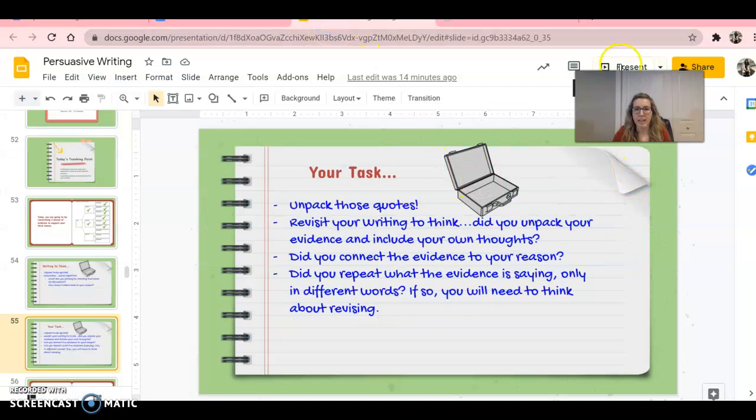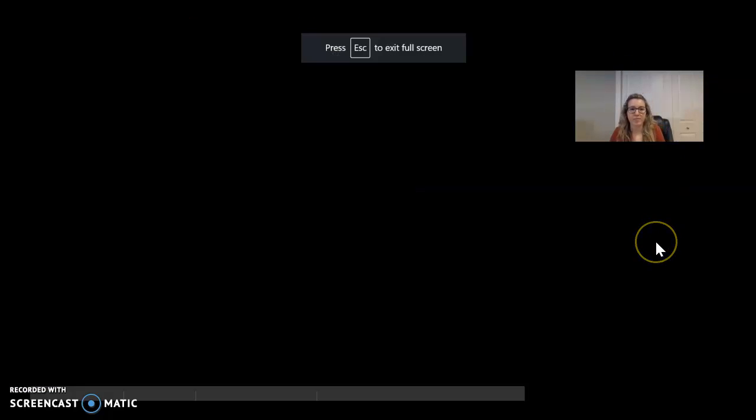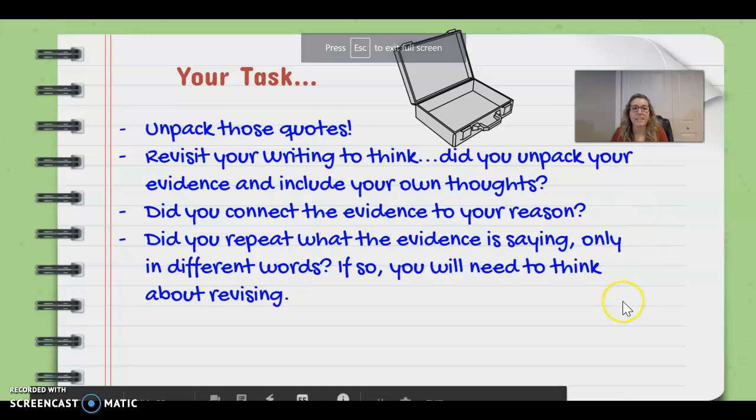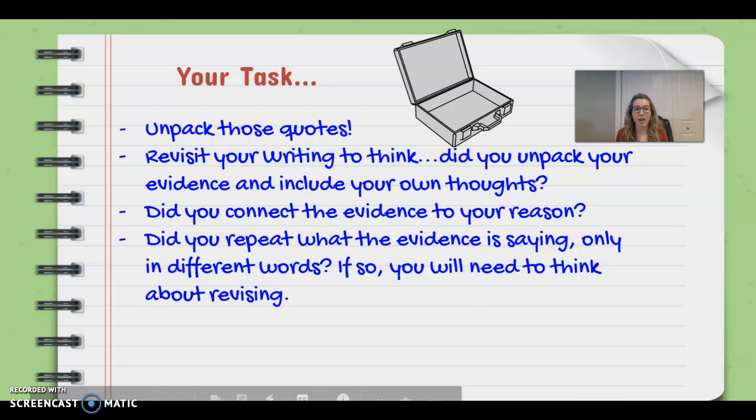So your task today is to unpack your quotes. Revisit your writing to think throughout your paper, not just for reason number 3. Look back to reason number 1 and 2. Did you unpack your evidence and include your own thoughts? Did you connect the evidence to your reasons? Did you repeat what the evidence is saying only in different words? If so, you'll need to think about revising.